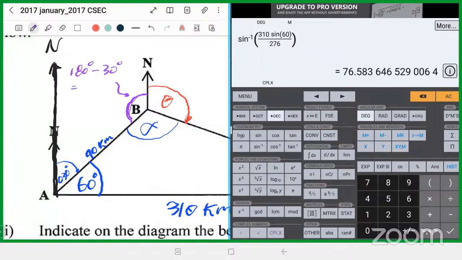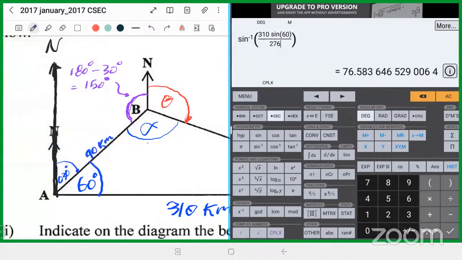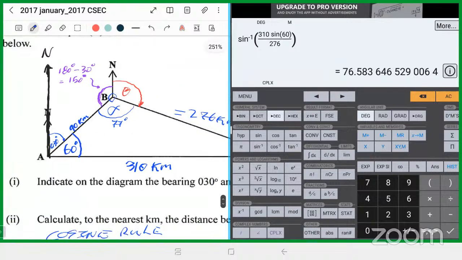Which is 150. So this angle is 150. We just worked out this one is 77. Let's put it on there. This one is 77. So these three angles add up to 360. Total angle around this point is 360. So it means that this angle theta that we want is 360 minus the sum of these two.